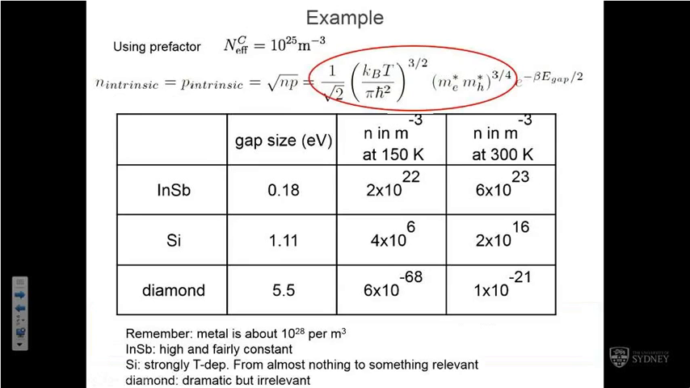Basically, if you just say that all this horrible prefactor is roughly 10 to the 25, just for now, not forever, then you can see how the concentration varies, for example. In this case, what have we got? Yeah, it looks like we're dealing with N electrons here. So we've got indium antimonide, which has a very small band gap, okay? So it should be really easy to get good populations.